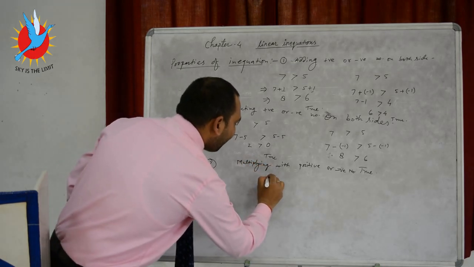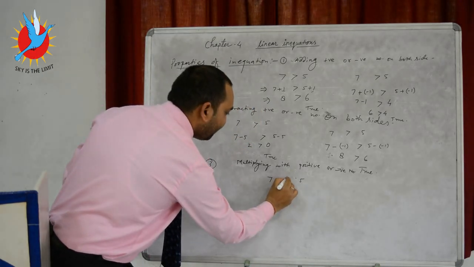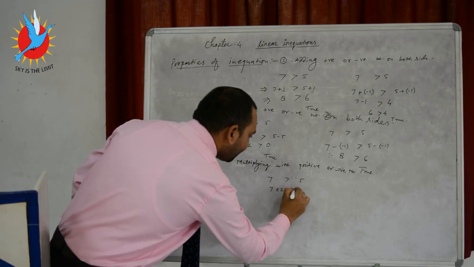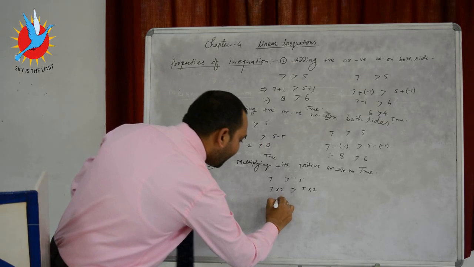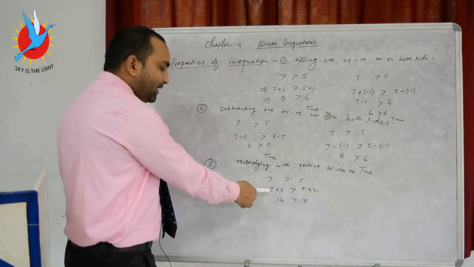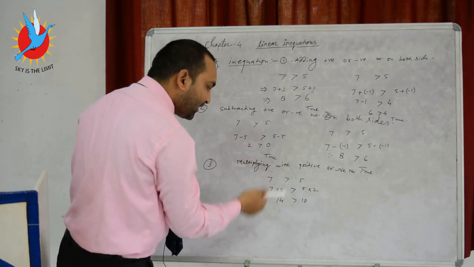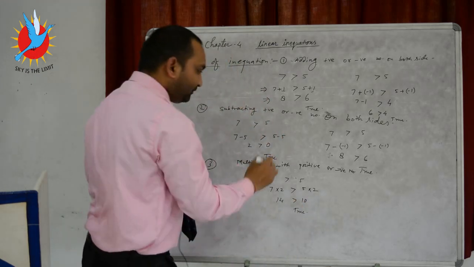So 7 is greater than 5. When we multiply by 2, 7 into 2 is greater than 5 into 2. So 7 times 2 is 14 and 5 times 2 is 10. It is clear that 14 is greater than 10, just as 7 is greater than 5. So the inequality does not change. This is also true.